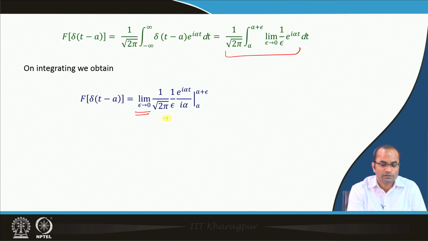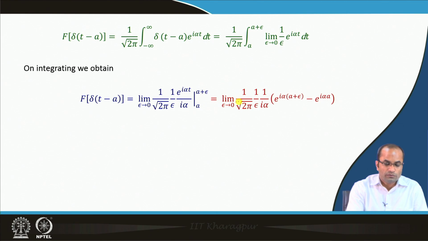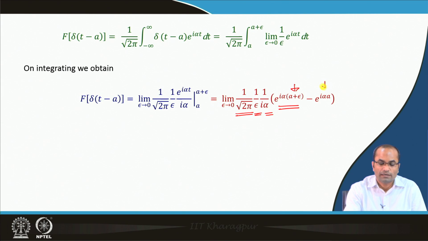So, first this 1 over epsilon will go out of the integral, and then e power I alpha t dt will be integrated to give e power I alpha t over I alpha, and then we have a to a plus epsilon. So, 1 over square root 2 pi, and then we have 1 over epsilon and 1 over I alpha, and exponential I alpha a plus epsilon minus e power I alpha a. When we substitute a plus epsilon for this t, we are getting this number here. When we put a, we are getting the second one.